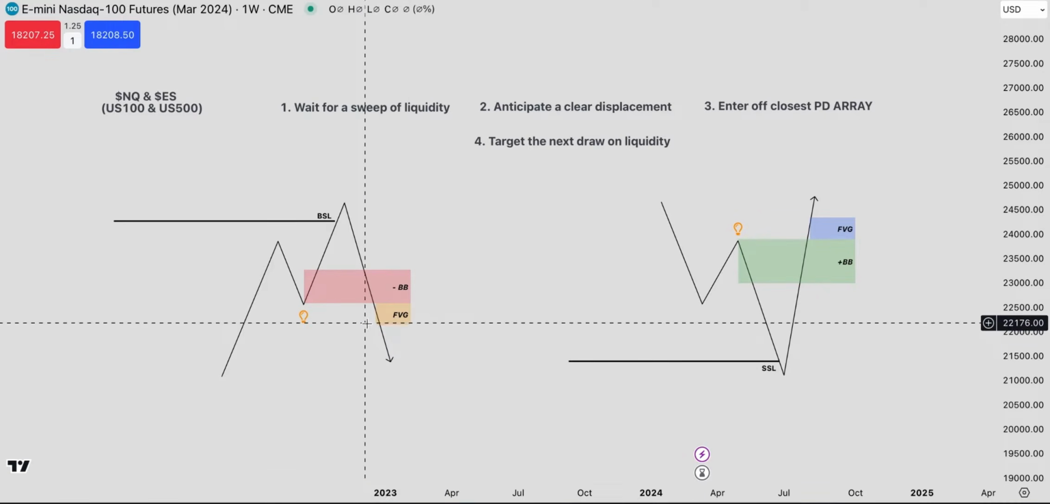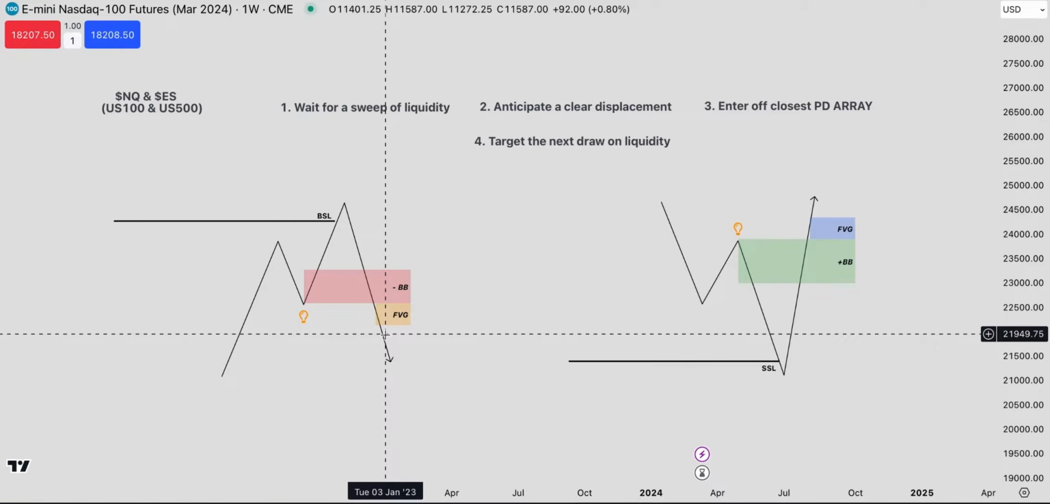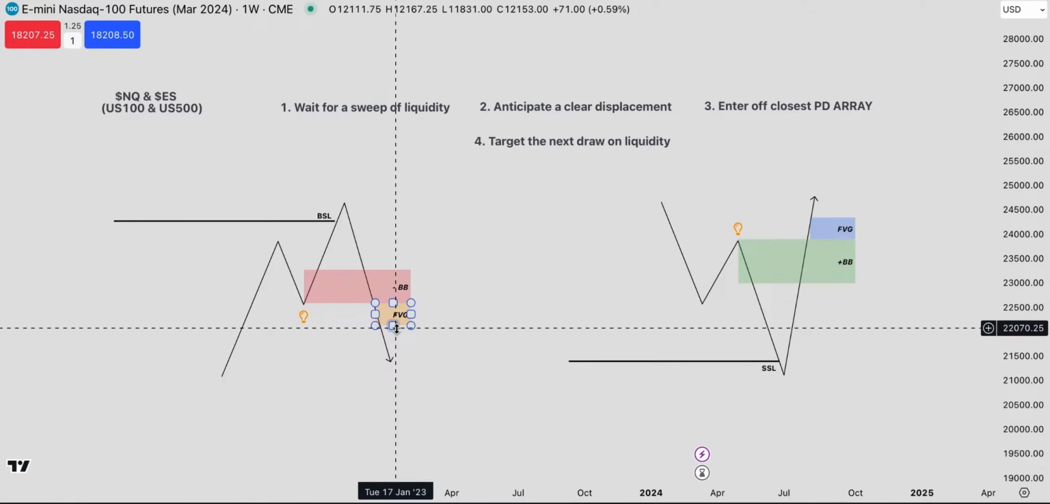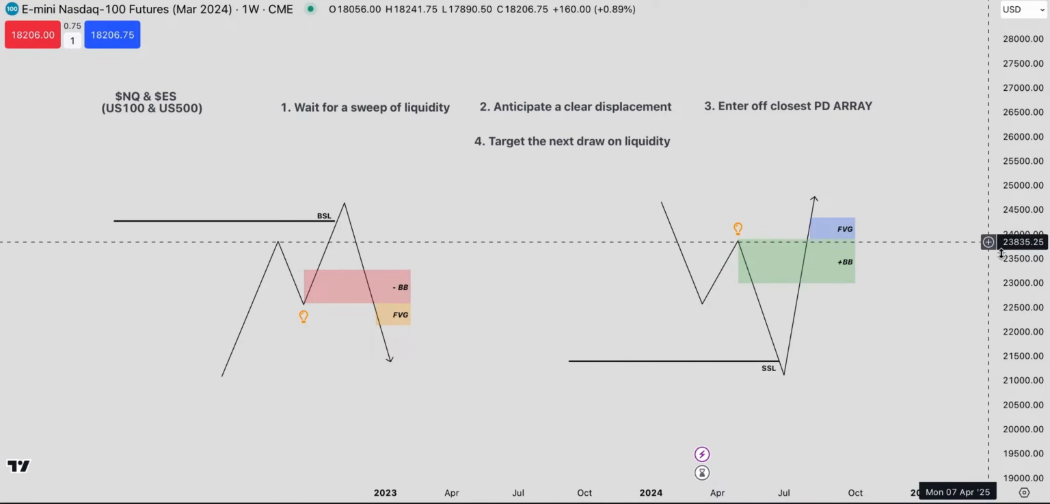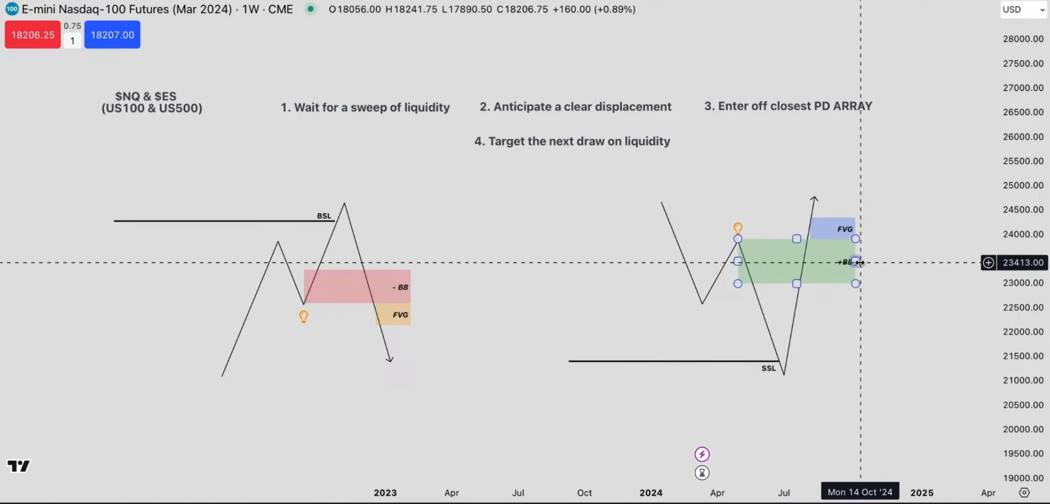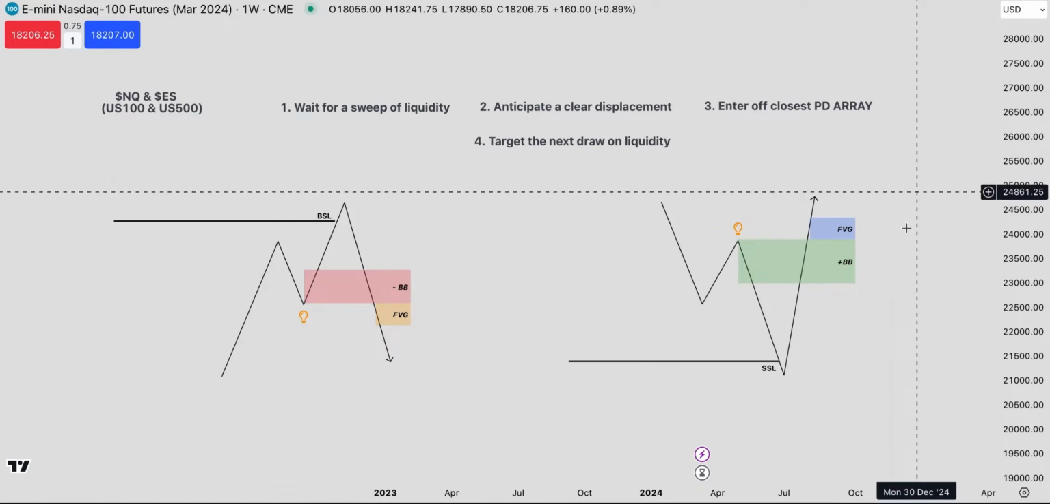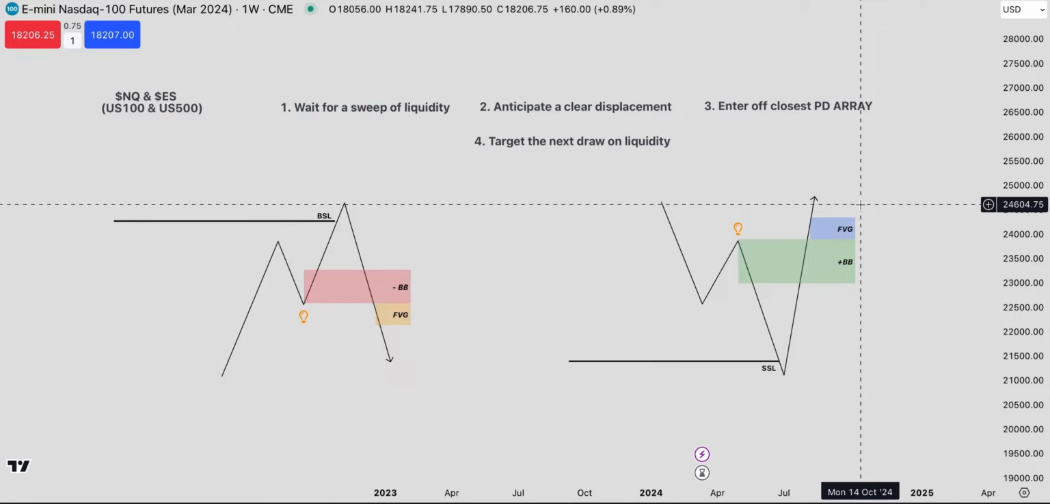Let's say the breaker block was lower and the fair value gap was higher. You'd want to enter from the breaker block, as this is the closest PD array. Same goes for the bullish example. Let's say the breaker block was higher and the fair value gap was lower. You would want to enter from the breaker block. Now, you can always enter from the fair value gap. However, you do risk missing the move, guys.